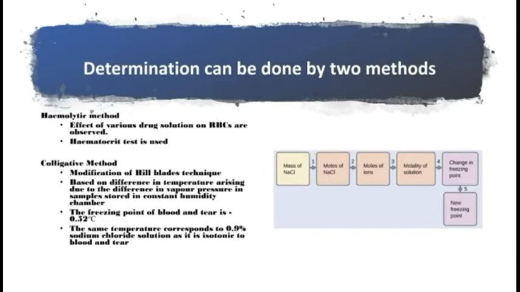Drug solution is minus 0.52 degrees Celsius; such a solution possesses the same osmotic pressure as that of the blood. This temperature also corresponds to the freezing point of 0.90% NaCl solution, which is therefore considered to be isotonic with both blood and lacrimal fluid.